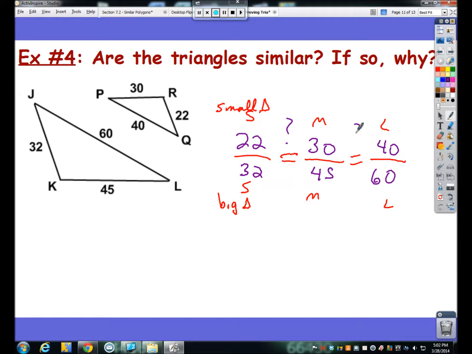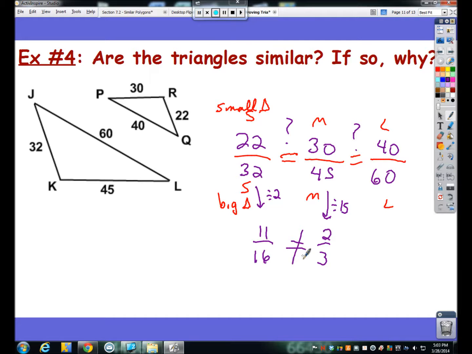So here's what we're testing. If it's true that all 3 of these ratios are equal to each other, we've got side, side, side, aka we have similar triangles. If these are not equal to each other, we don't have proportional sides, which means we don't get to use side, side, side similarity, which means these 2 triangles are not similar to each other. So let's check. 22 and 32 have a common factor of 2, and we have 11/16. 30 and 45 have a common factor of 15, and we get 2/3.